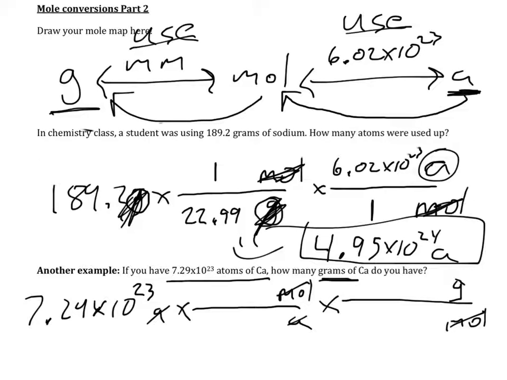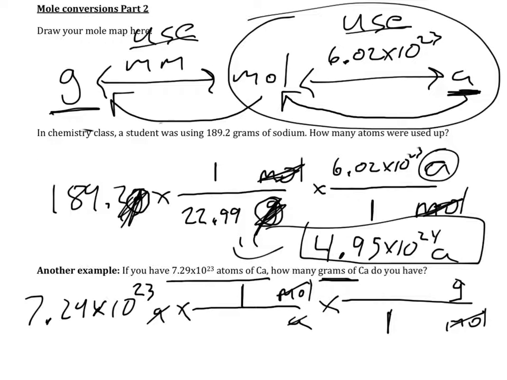What always goes in front of moles? A 1. Now, in this first fraction, notice what we're going between. We're going between atoms and moles. So what do we use? We use Avogadro's number, which is 6.02 times 10 to the 23rd.